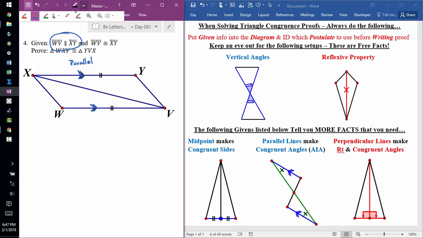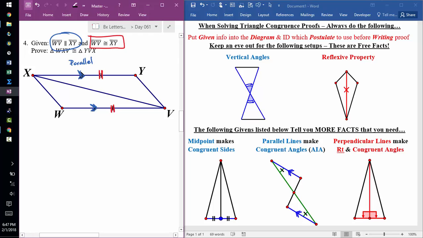That's why this problem also tells you, hey, you know those sides we just talked about? Look, I'm going to promise you that they're congruent. All right? That's a side fact.